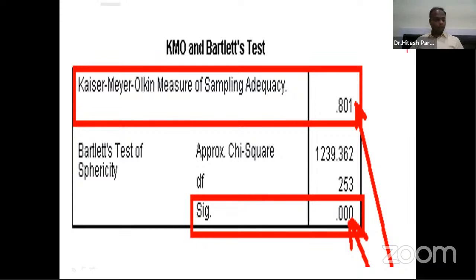The second thing is KMO. The KMO value is 0.801, which is greater than 0.7. So if factor analysis is conducted, a fair amount of variance can be explained. So we can proceed further. These two tests suggest that the data are suitable to run the factor analysis. If you have any query with respect to KMO and Bartlett's test, you can just ask.